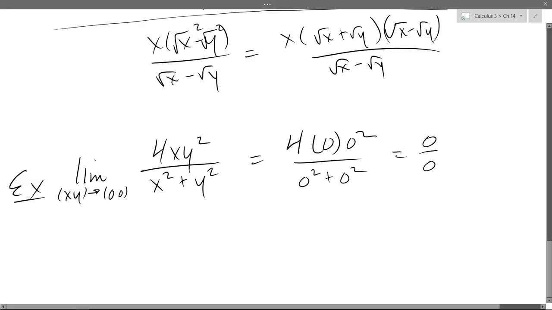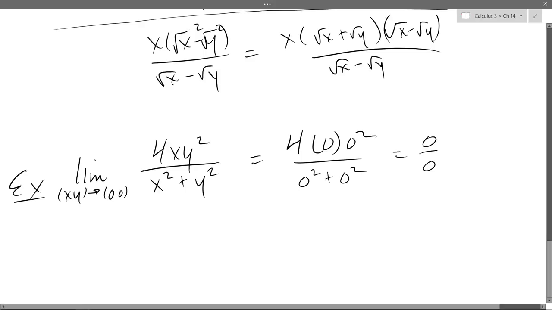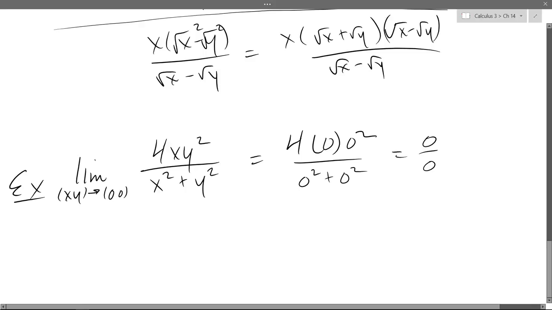All right, why is L'Hopital's rule not very useful here? What does L'Hopital's rule say to do? Derivative with respect to... I don't know. X? Y? Both? Neither? So that's where it gets a little more complicated. You can't just take the x derivative of the top and the bottom and have everything be fine. So we're going to use algebra instead.